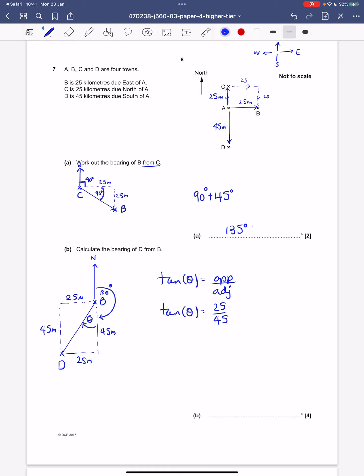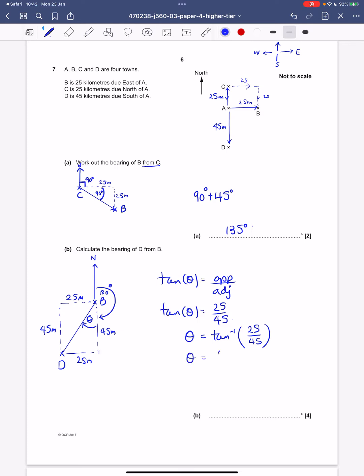Make sure your calculator's set to degrees. The way I've done that is shift, set up, and then number 3 comes up as degrees. Okay. So theta is tan inverse 25 over 45. You could cancel that fraction down if you wanted to, but I'm not going to do that today. Tan inverse 25 divided by 45. I haven't used the fractions button because it's just one number on the top, one number in the denominator.